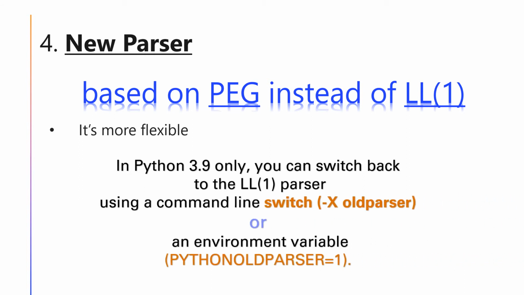Now the new parser will be based on PEG instead of LL1. It's more flexible, and in Python 3.9 only, you can switch back to the LL1 parser using a command line switch, -X oldparser, or an environment variable.